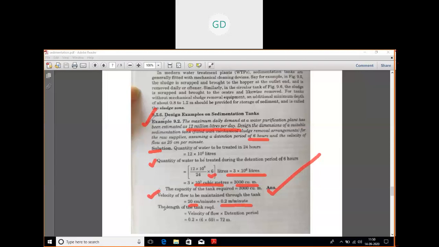Now we can find easily the length of the tank. How to find the length of the tank required? It is velocity into detention period. What's the unit? Meter per second into second. The second will get cancelled and meter will be left. So the length of the tank is velocity into detention period. You can remember these formulas also.